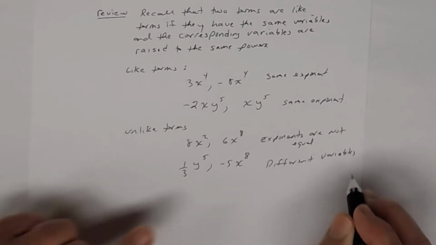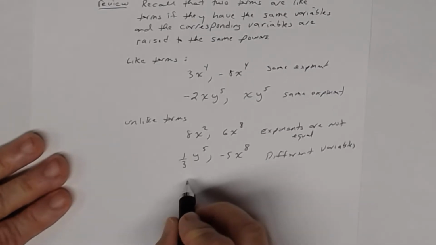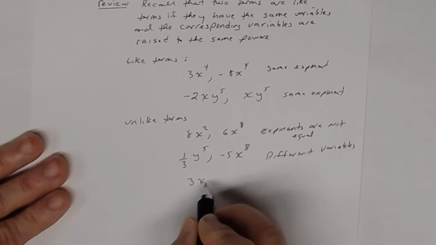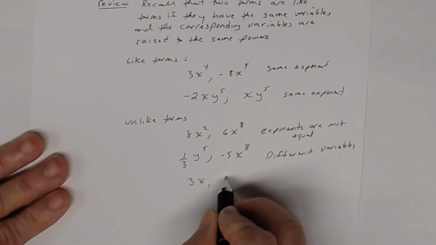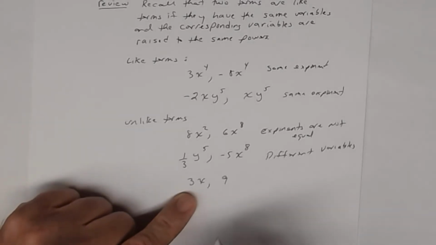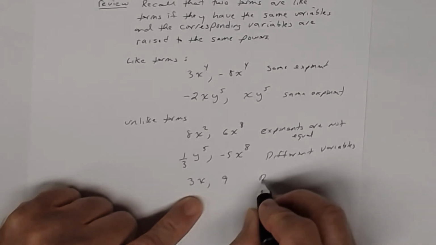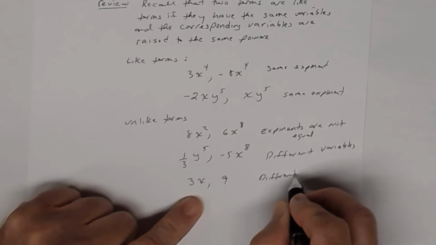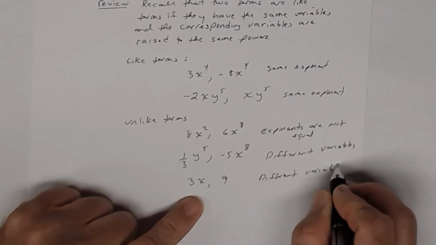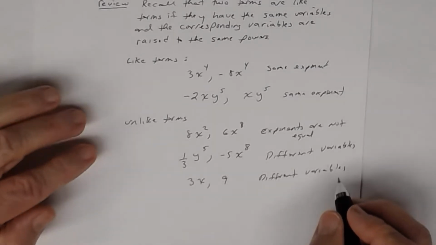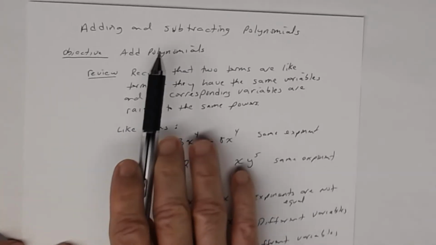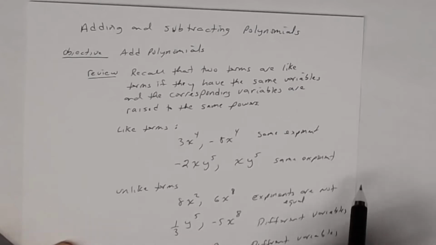And then if we have, let's say, 3x and then the constant 9, these are not like terms either because this has a variable, this does not. So I'm just going to put different variables as well. All right, so those are examples of like terms, and those are examples of unlike terms. You have to know that in order to be able to add or subtract polynomials.